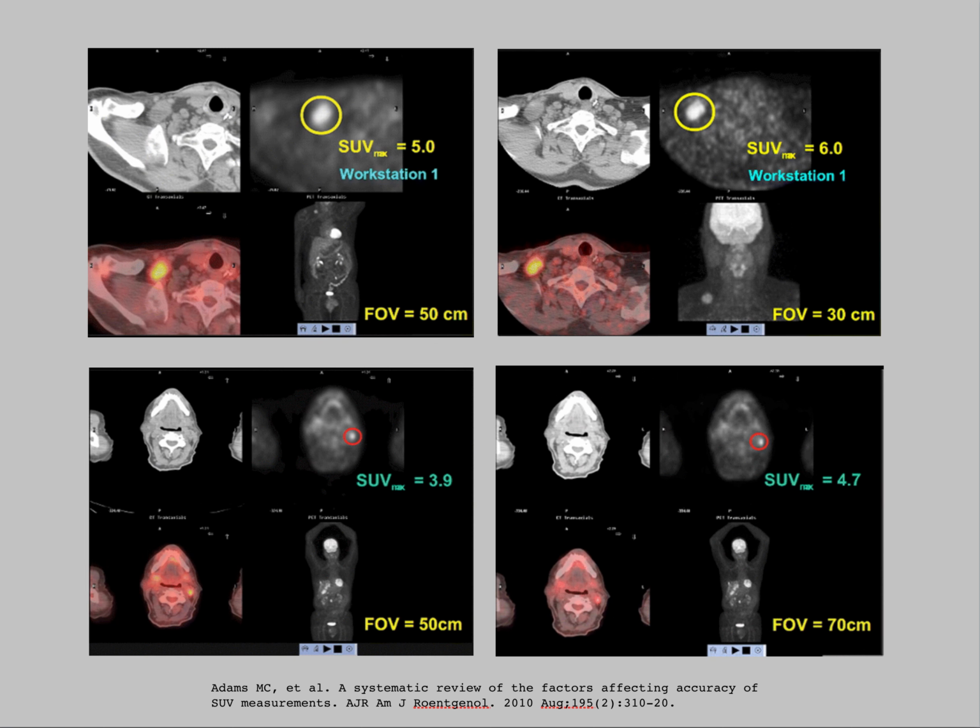These images here illustrate the impact of field of view, again using a combination of head and neck and whole body images. As we can see in the top row, on the whole body images, the SUV max is 5, and on the head and neck image, the SUV max is 6. Again, this is the effect of the field of view. And similarly below, we can see various impacts.